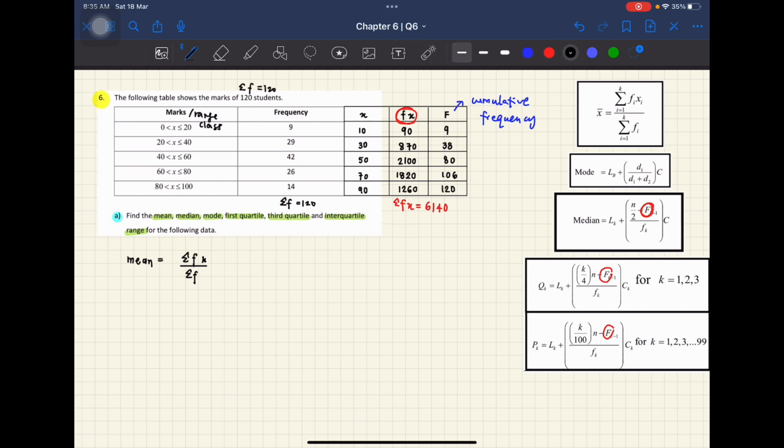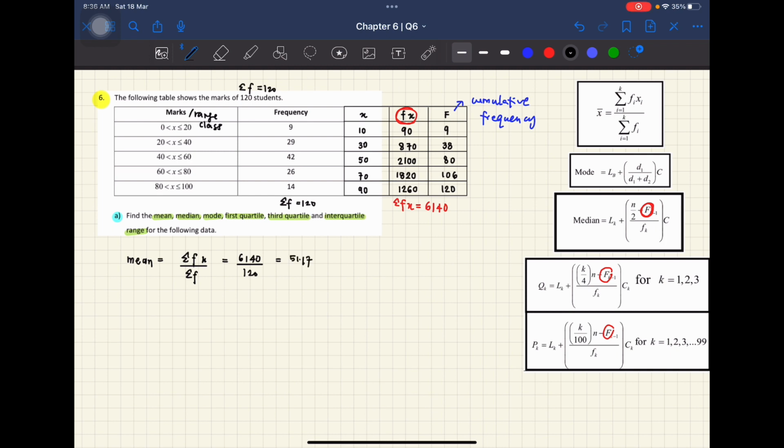So we have already calculated the value before. So summation of fx is 6140. Okay, and then divided by summation of f. Summation of f is this one lah, total number of frequency. So you will get 120. Okay, so tekan calculator, you will get 51.17.